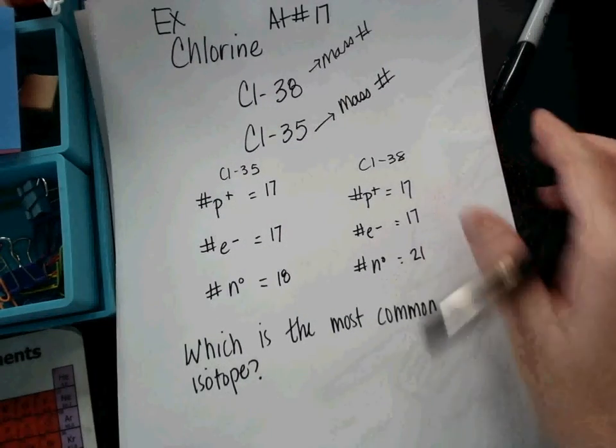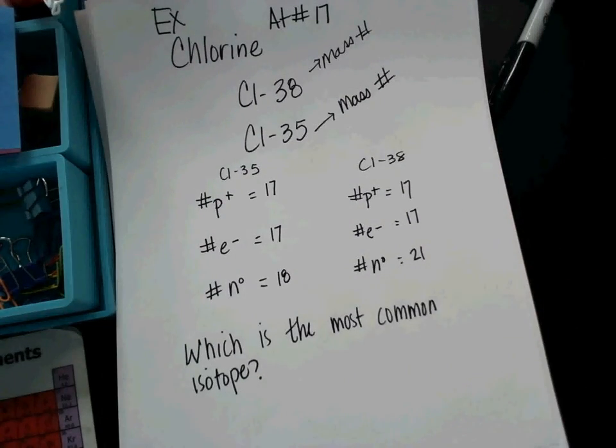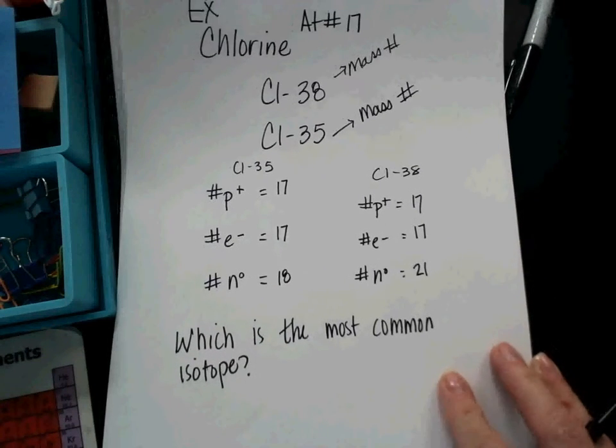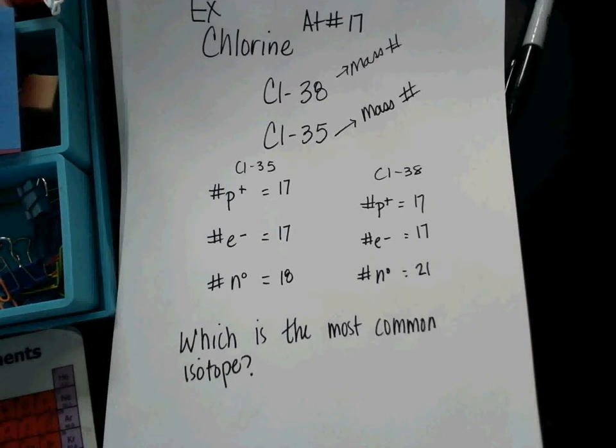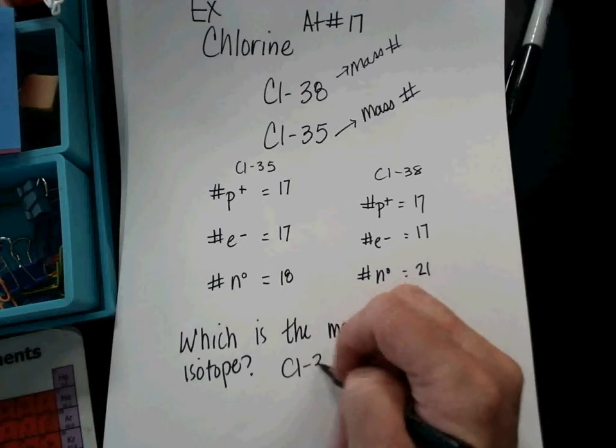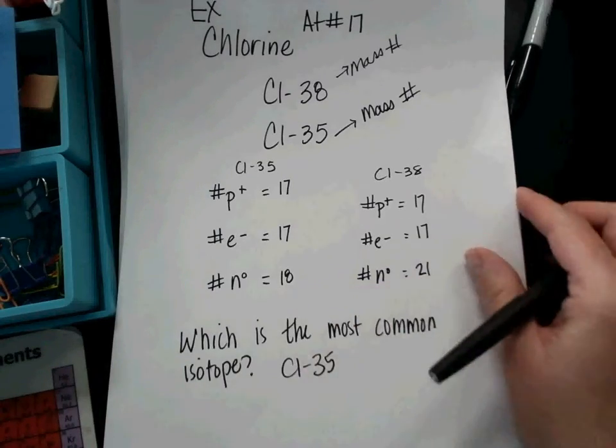If you could see it, it would be helpful. Which is the most common isotope? What do you think? See if you could figure that out. Anybody have any idea? Rowan, 35. Why did you pick that? Yes, excellent. Look at them, and whatever is closest to what's on the periodic table is the most common. So it's chlorine 35.